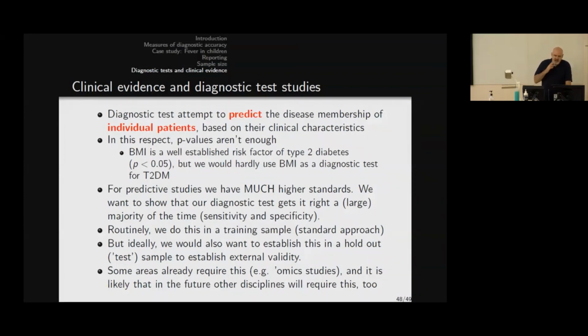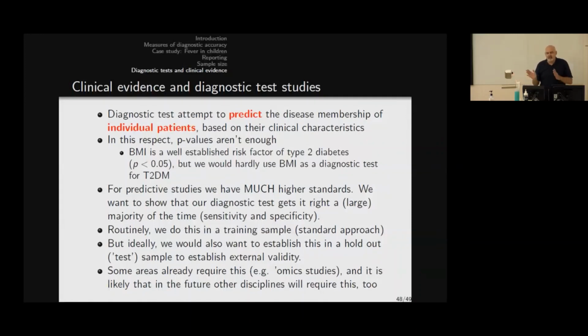It's actually not an exploratory study. It's not a hypothesis testing study. It's predictive. It's about individual patients. So why I'm making that point is something can be a risk factor for a disease, but we would not use it as a diagnostic test. So it's well established that BMI is a major risk factor for type 2 diabetes, but BMI is a terrible diagnostic indicator. Okay, we would not just measure someone's BMI and say you're likely to have diabetes or not.